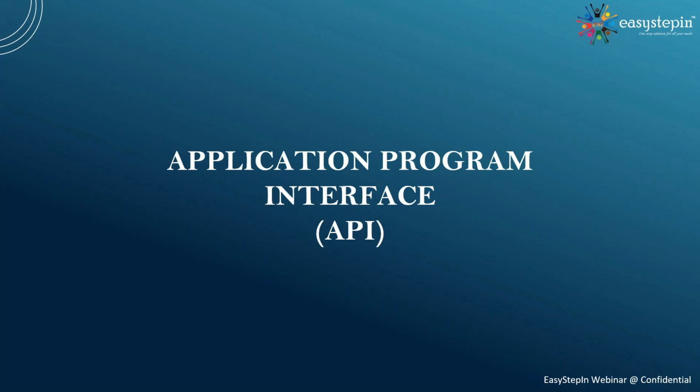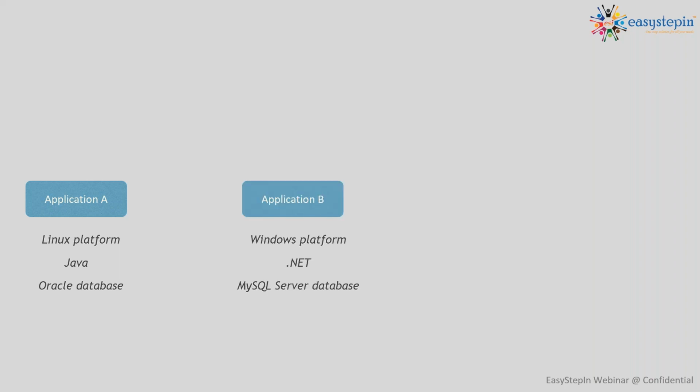API stands for Application Program Interface. It enables communication between two applications which are completely different from each other. Say for example, I have application A which is built on Linux platform using Java and it uses Oracle as its backend. And application B which is built on Windows platform using .NET and it uses MySQL Server as its database. In general, these two applications cannot communicate with each other. But with the help of APIs, they'll be able to communicate.